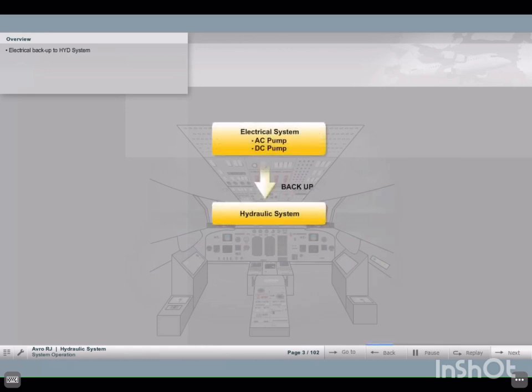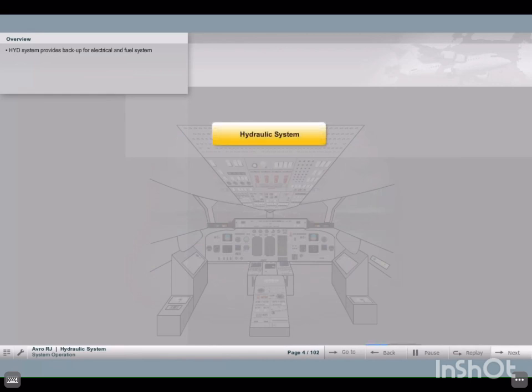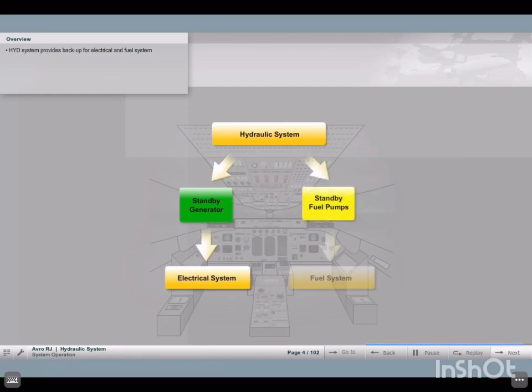The electrical backup to the hydraulic systems is provided in the event of a loss of the main engine-driven pumps. The hydraulic systems also provide a backup to the electrical system and the fuel system in the event of failures.